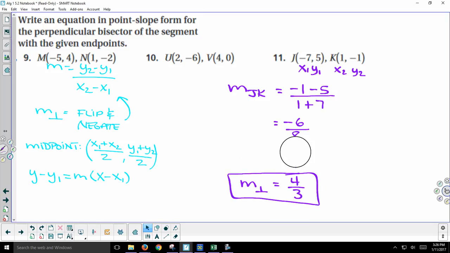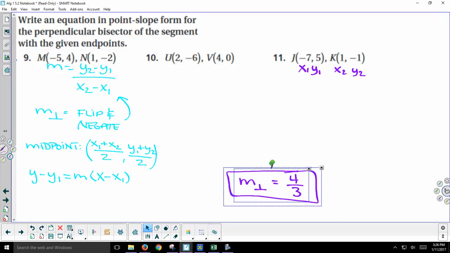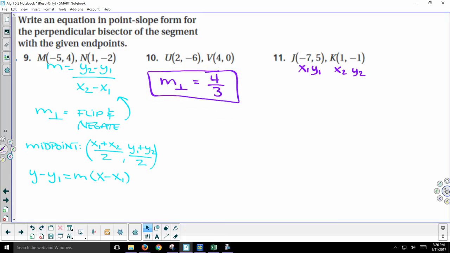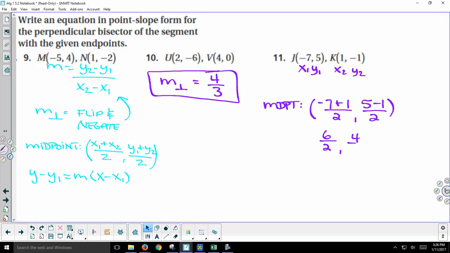I'm going to go ahead and erase all of this stuff. Hold on to this over here. I need to calculate what the midpoint is. So using the same x1, y1, my midpoint is negative 7 plus 1 divided by 2, and 5 minus 1 divided by 2, so 6 divided by 2, 4 divided by 2. So my midpoint is 3, 2.